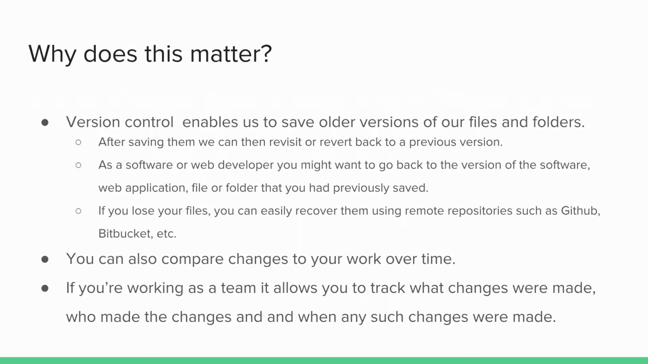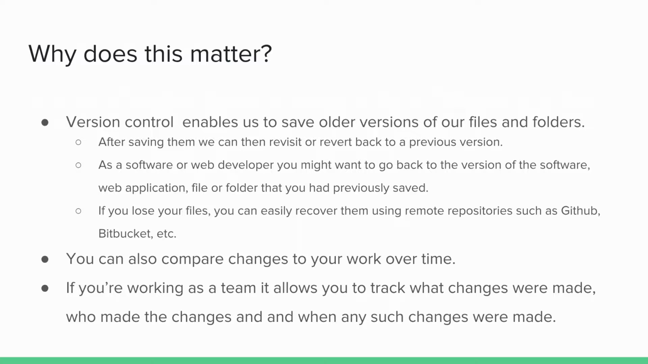Version control enables us to save older versions of our files and folders. After saving them, we can then revisit or go back to the older versions. That's what it allows us to do. If you lose your files, you can easily recover them using remote repositories such as GitHub and Bitbucket. And I will show you where this is right after this slide here.